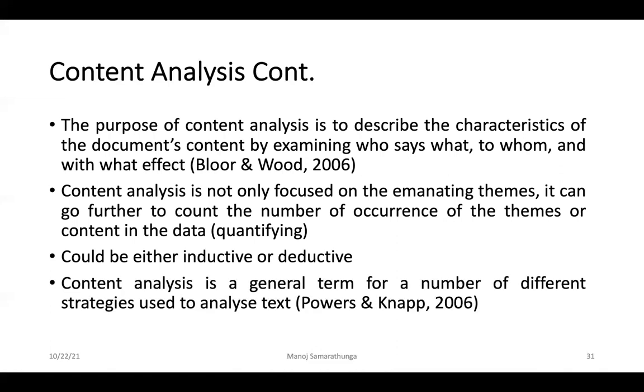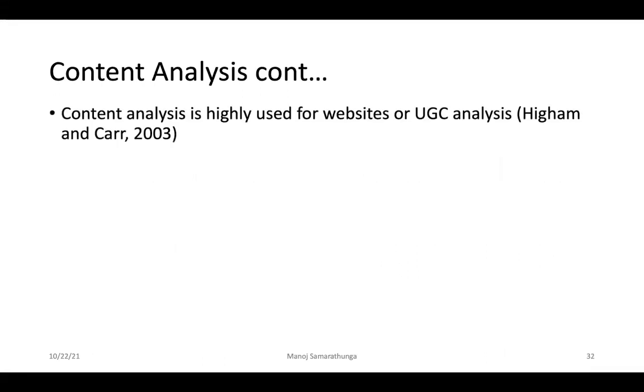Content analysis is a general term for a number of different strategies used to analyze text, right? So this is a kind of Powers and Knapp. Here in their article, they say thematic analysis comes under content analysis, right? Okay, there are certain overlapping areas. Why? The first step of both thematic and content analysis is almost the same in the conventional coding process. Content analysis is highly used for websites or user-generated analysis, according to Hsieh and Carr, right?